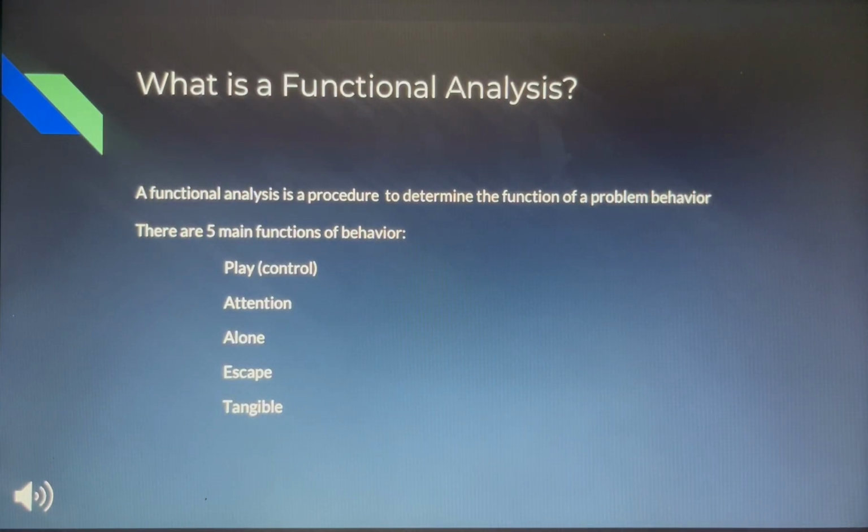So, what is a functional analysis? A functional analysis is a procedure that's implemented so that we can determine what the function of a targeted behavior is. With this information, we can create an appropriate treatment plan to address those target behaviors based on the functions. Now, there are 5 main functions of behavior that include play, which is a control condition. There's attention, alone, escape, and tangible, all of which we will go into more detail.